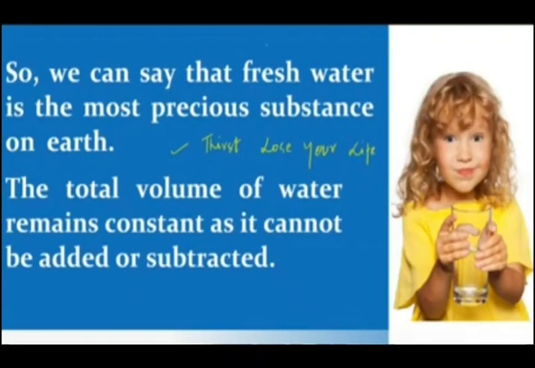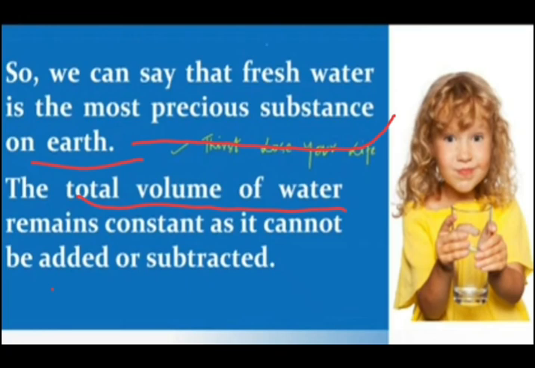So students, we can say that fresh water is the most precious substance on the earth. How much fresh water is available which is fit for human use? Only 1% of fresh water. And where is it found? It is found as groundwater, as surface water in rivers and lakes, and as water vapor in the atmosphere. The total volume of water remains constant.